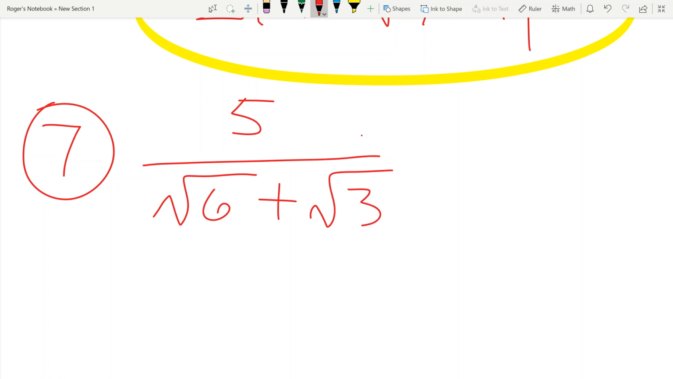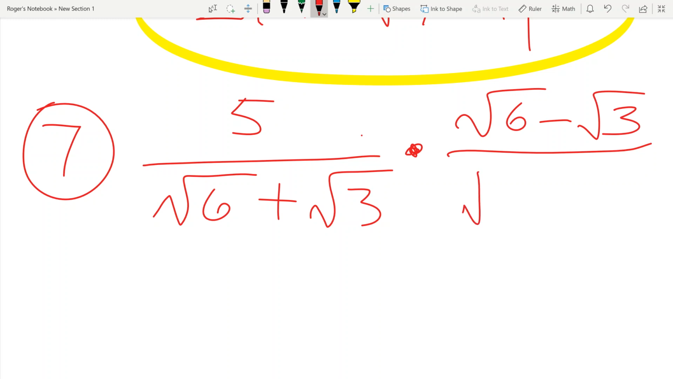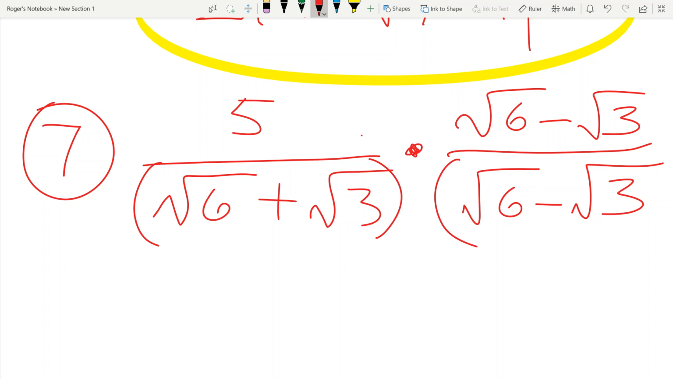Well, this looks like we need a conjugate, doesn't it? Because we've got radicals in the denominator. So let's multiply this by the square root of 6 minus the square root of 3 over the square root of 6 minus the square root of 3. Notice the denominator will be in the form of a plus b times a minus b. Do you see the pattern? A plus b times a minus b.